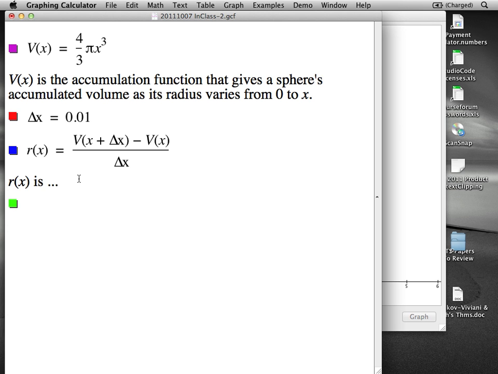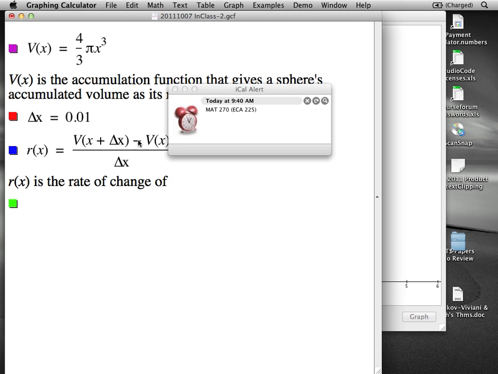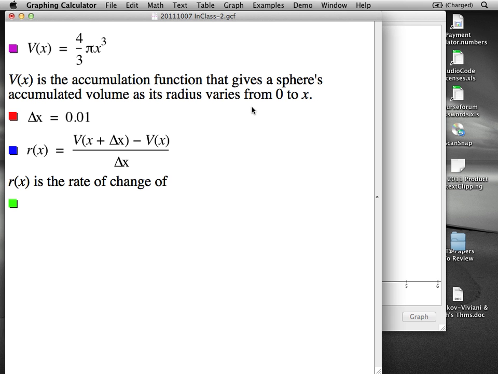R of X is what, Casey? It's the rate of change of the function V of X over a certain... Okay, let's speak in terms of what things stand for. So it's a rate of change of volume. It's a rate of change of the sphere's volume over the interval. What interval? Delta x? No, that's how wide it is. What's the interval? Where does it start and where does it end? 0 to x? No. Look up at the rate of change function. This is saying it's a change from x to x plus delta x.